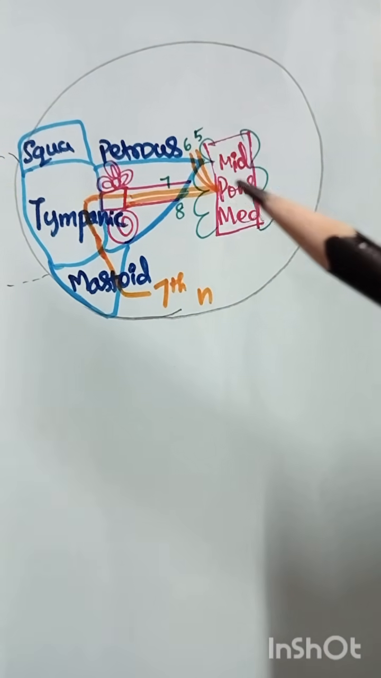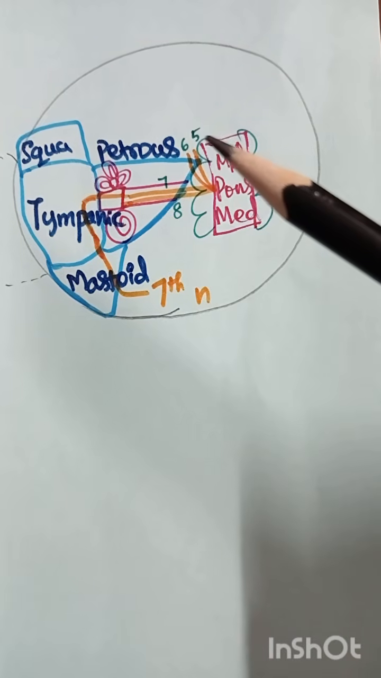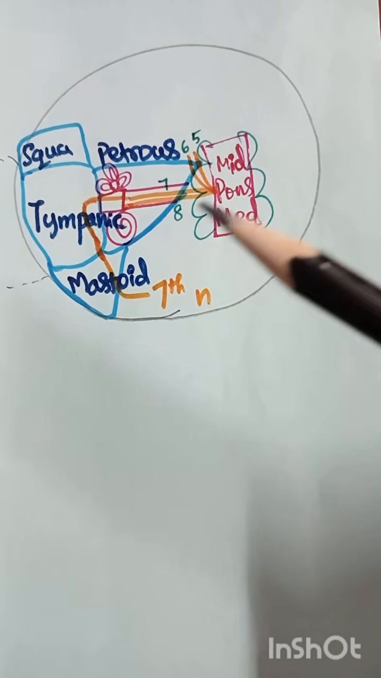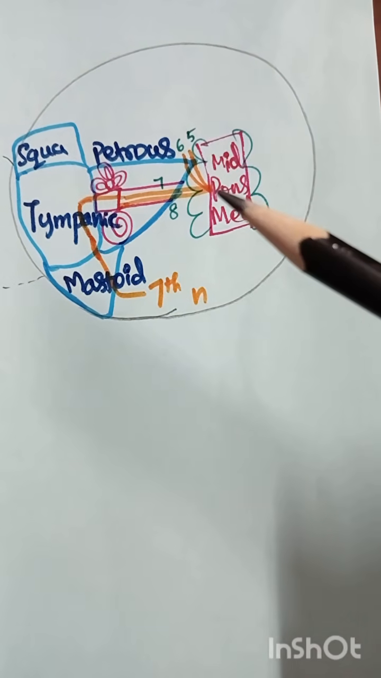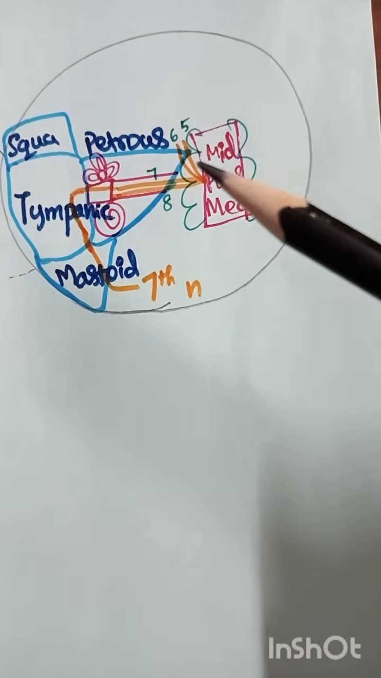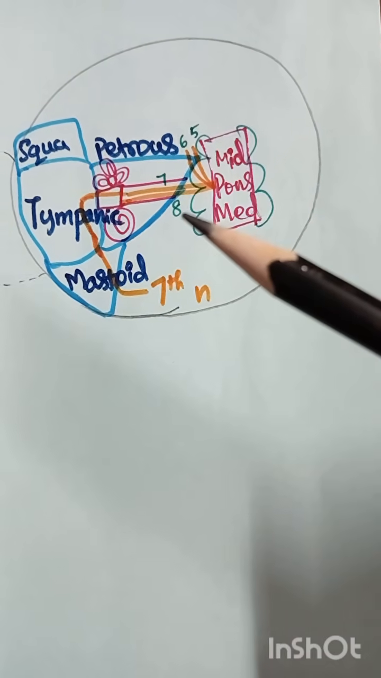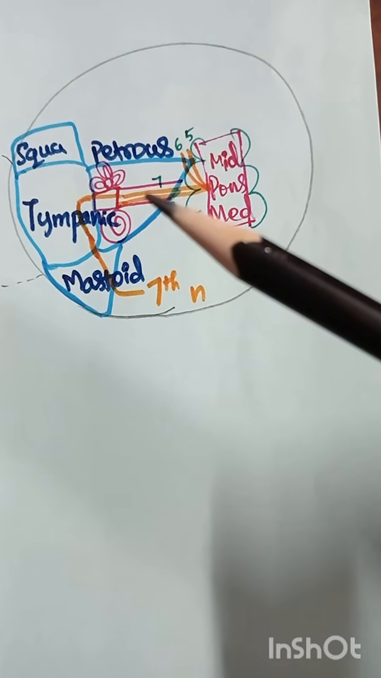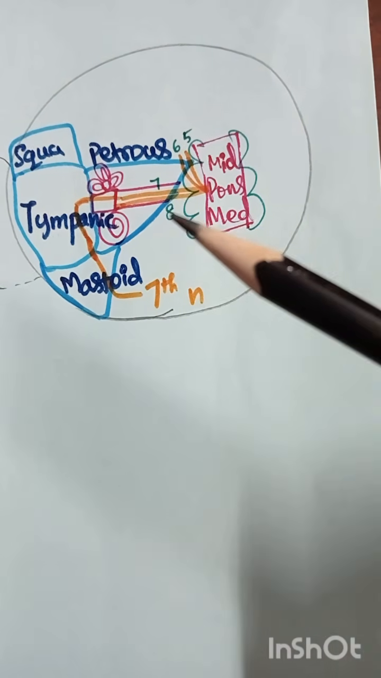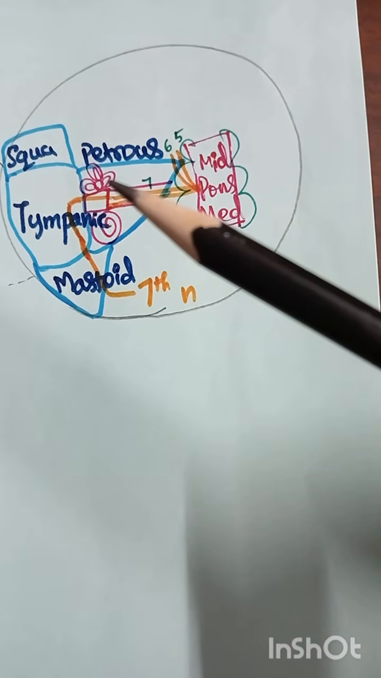The nerves passing from the pons are 5, 6, 7, and 8. The fifth nerve and sixth nerve go to the apex of the petrous bone, and the seventh nerve and eighth nerve travel in this internal auditory canal. The eighth nerve supplies the cochlea, vestibule, and semicircular canal, and stops there.